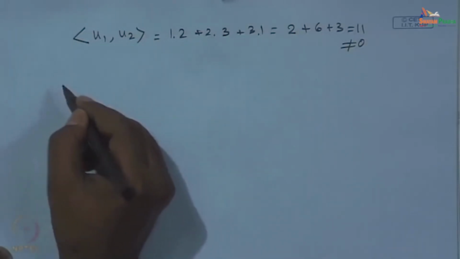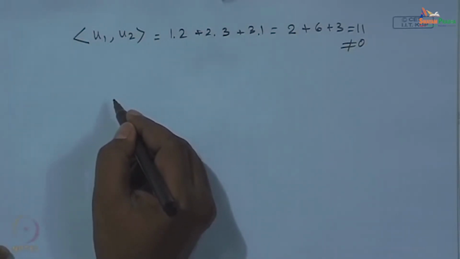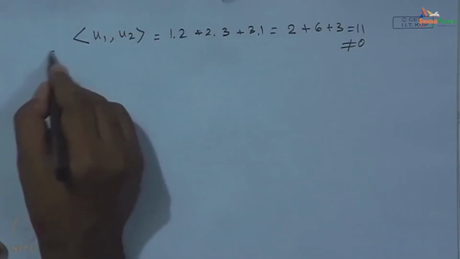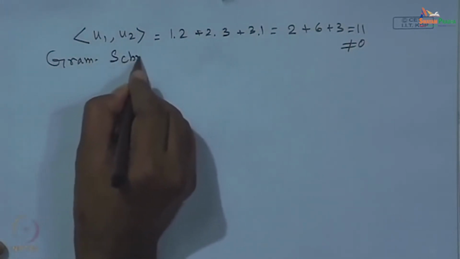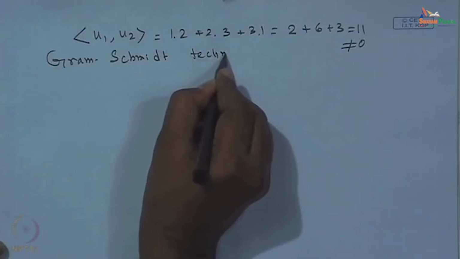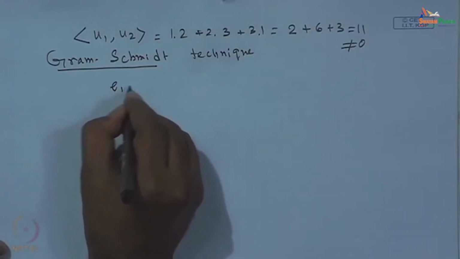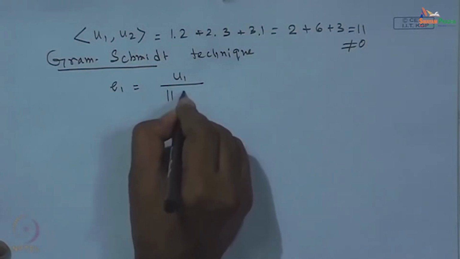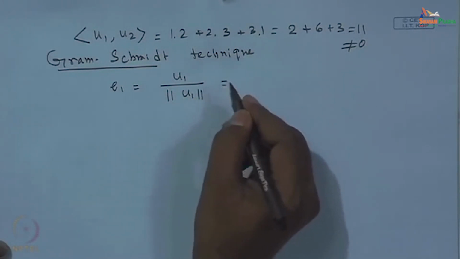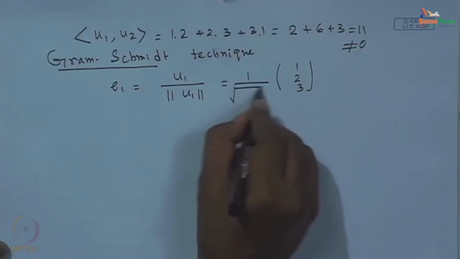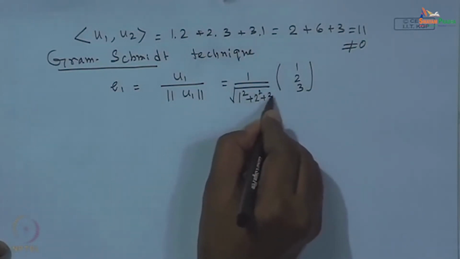So, now we have to take recourse to the Gram-Schmidt orthogonalization technique and get from the u1, u2, u3 set an e1, e2, e3 set such that e1, e2, e3 will be mutually orthogonal and orthonormal. So, the first element we are targeting is e1. e1 is nothing but u1 divided by norm of u1. So, u1 is 1, 2, 3, and norm of u1 will be the square root of 1 square plus 2 square plus 3 square.